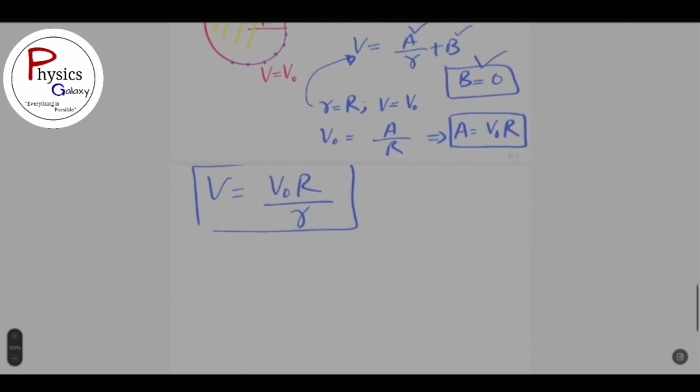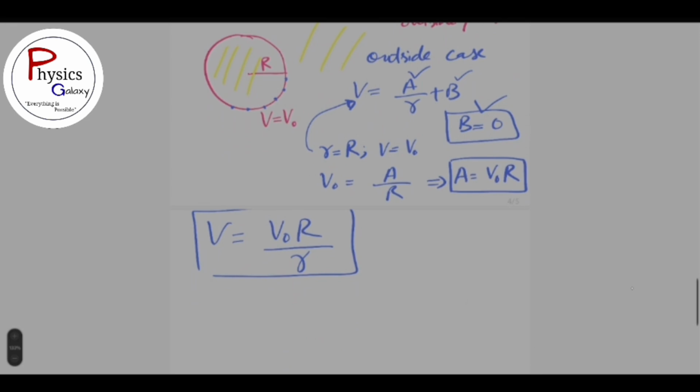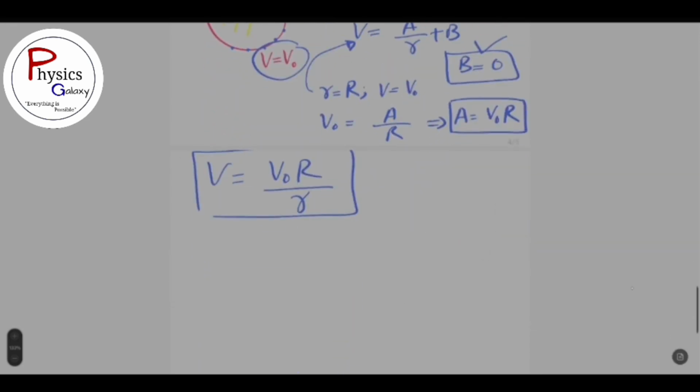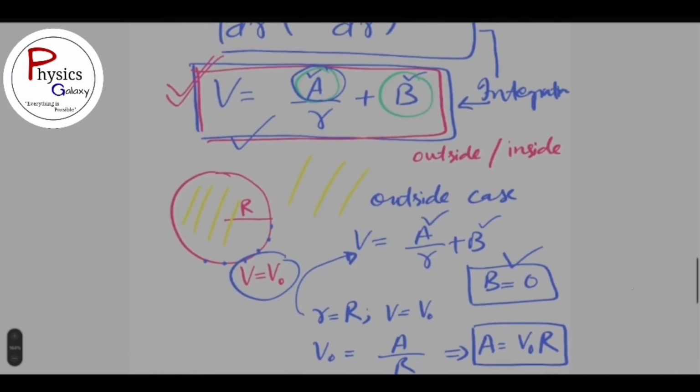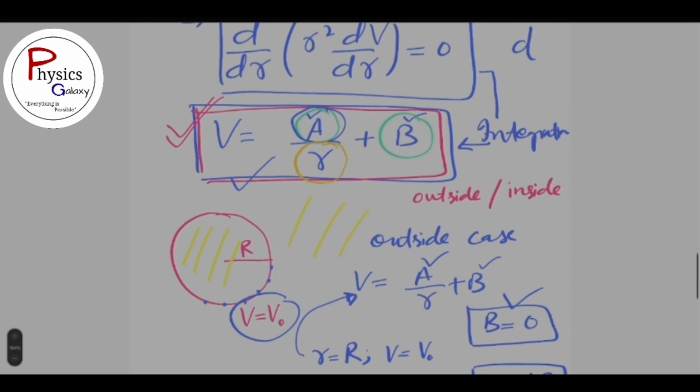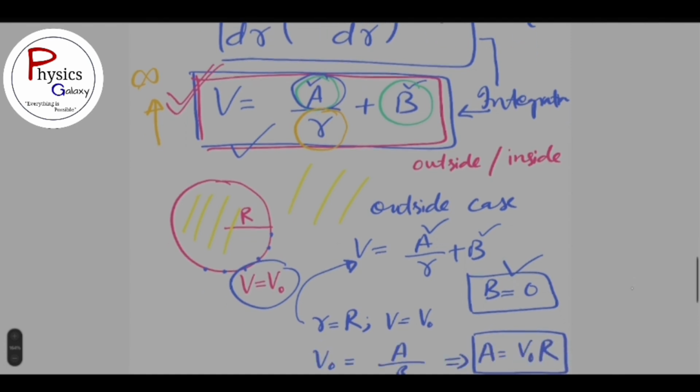So this is my solution for a spherical shell having potential V equals V naught. But remember, it's for outside. So if this is capital R, then outside this R it goes as 1 over r, and this is V naught. But what about inside? Now the question arises: what about the inside? If you look inside, r will become 0. If r becomes 0, V will tend to infinity. So this equation breaks down when r equals 0.